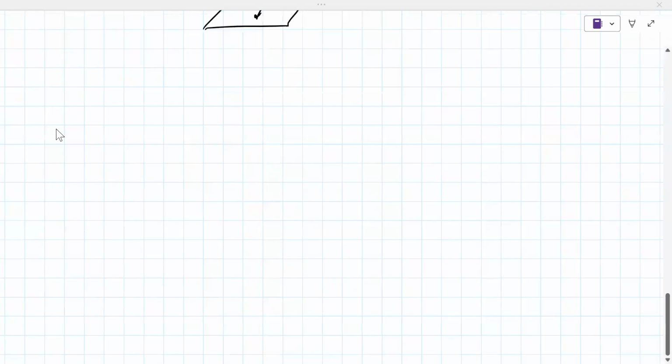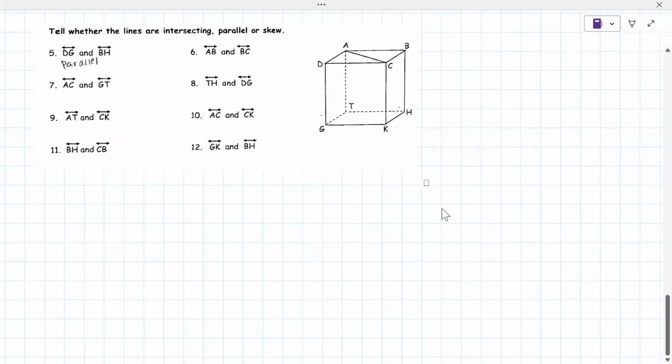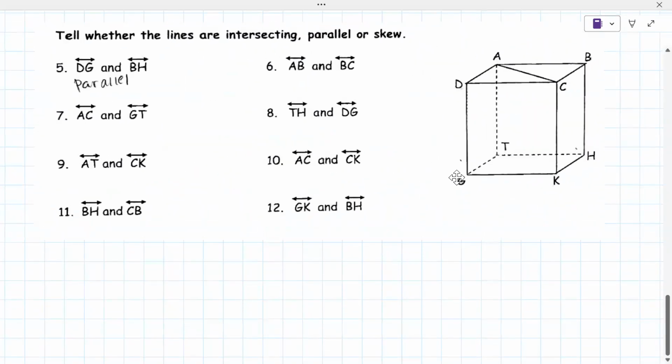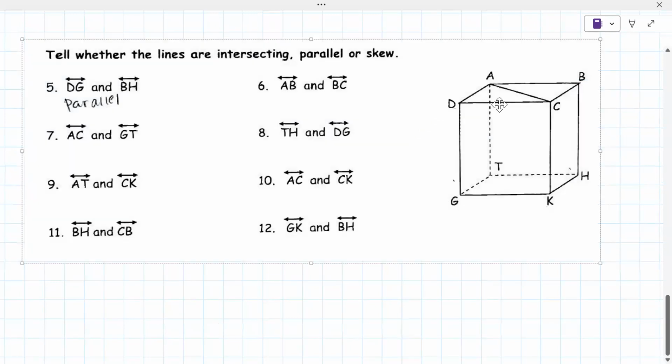So why don't you try the first? I know you've already done 5. Let me look here. DG, I guess that's a G, and BH. Yes, those are parallel. All right, why don't you try 6? Tell me what you come up with for 6.